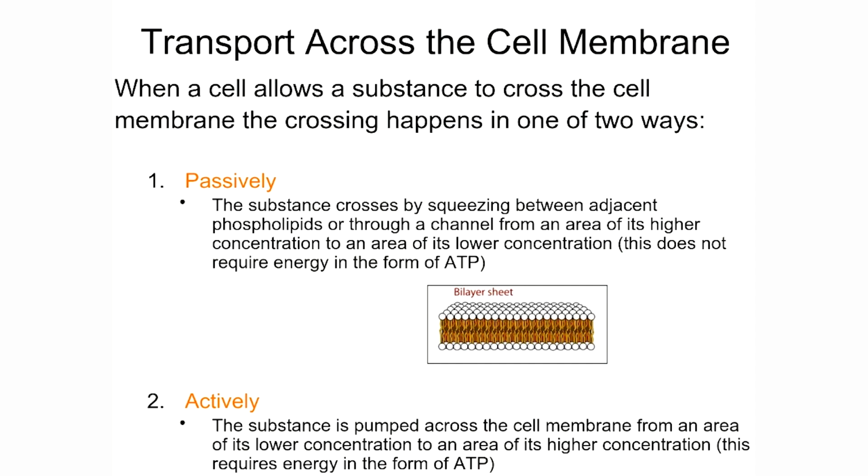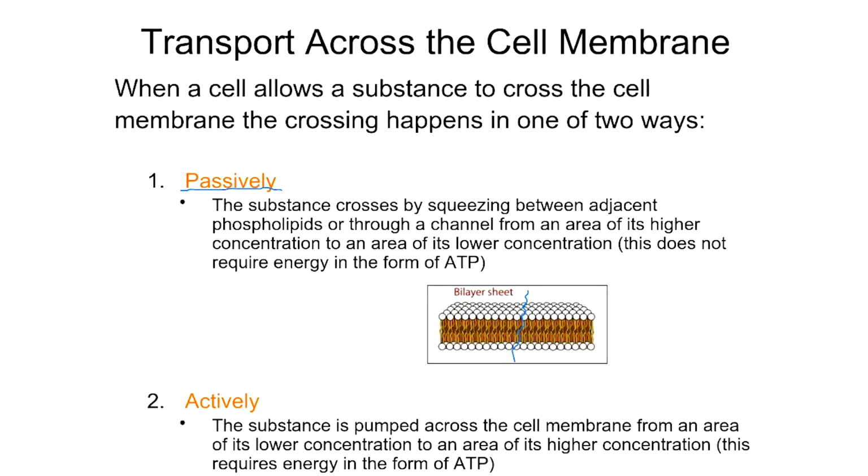So the first way that cells can allow something to cross its membrane is what's known as passively. So here's an abstract definition of what passively is. It means the substance that crosses the cell membrane is doing so by squeezing between adjacent phospholipids or through a channel, okay? So if we're squeezing between adjacent phospholipids, if you look down here at this picture of this phospholipid bilayer, that just means that basically our substance is moving across that cell membrane, just squeezing between adjacent phospholipids.